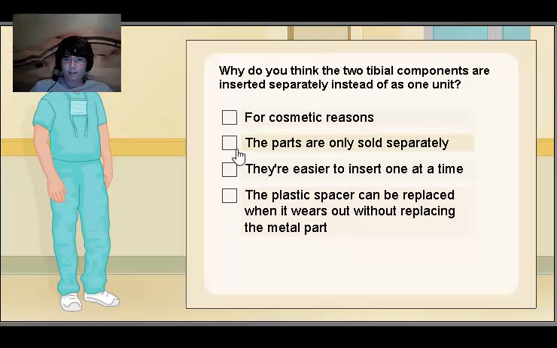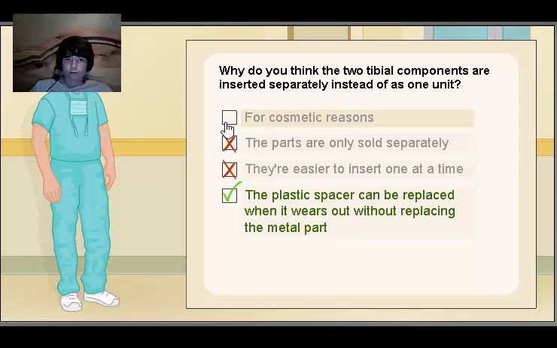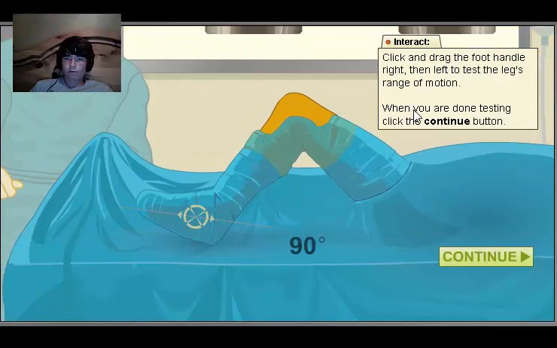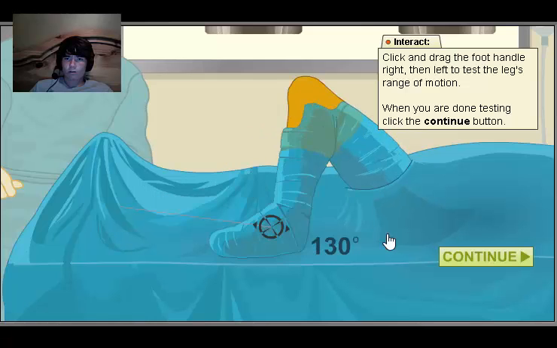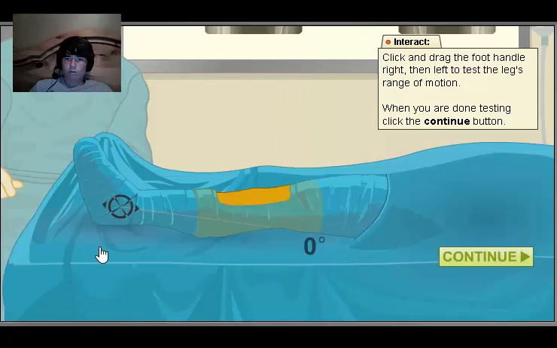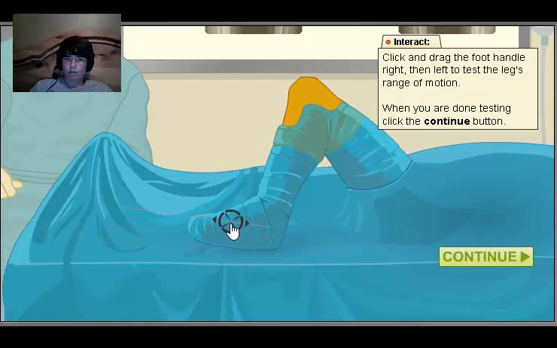Why do you think the two tibial components are inserted separately instead of as one unit? How can you talk at the same time? Conduct range of motion tests to assure proper knee alignment and successful prosthetic fit. Typically, a normal range of motion allows the leg to move from 0 to 130 degrees. Alright. How does our patient's range of motion look?